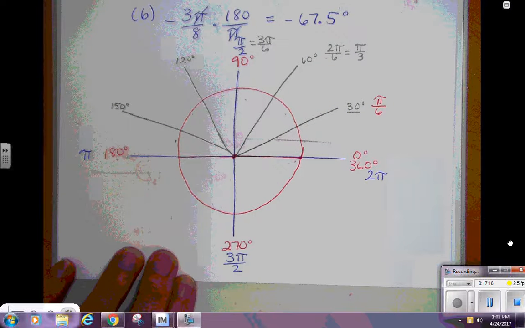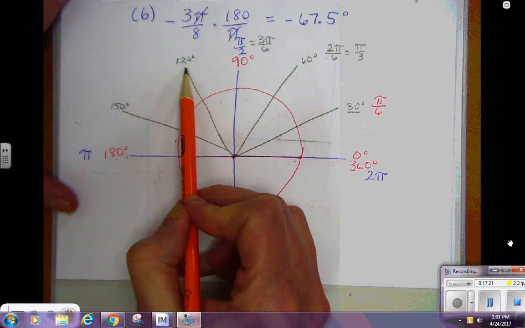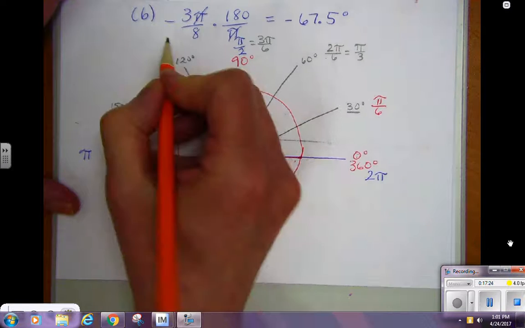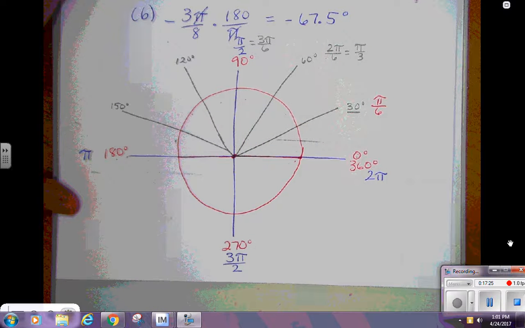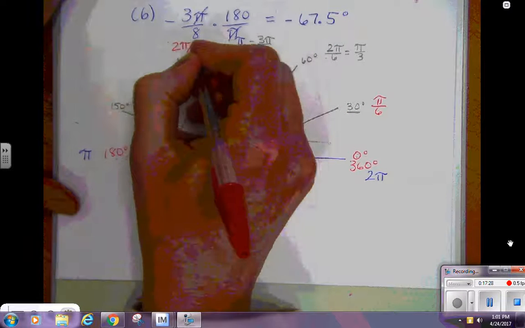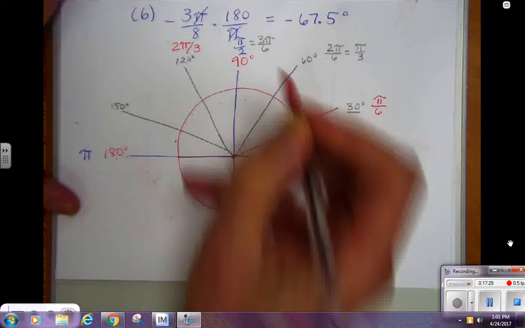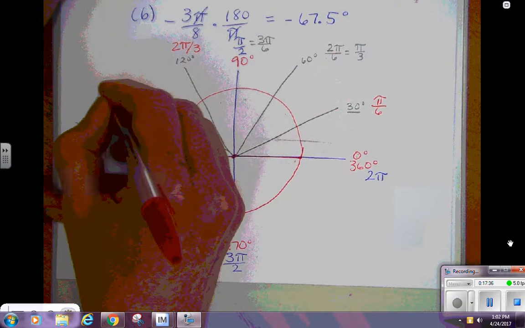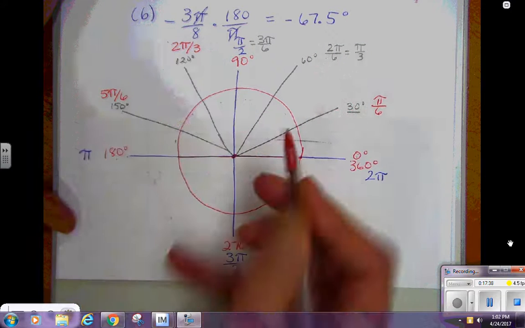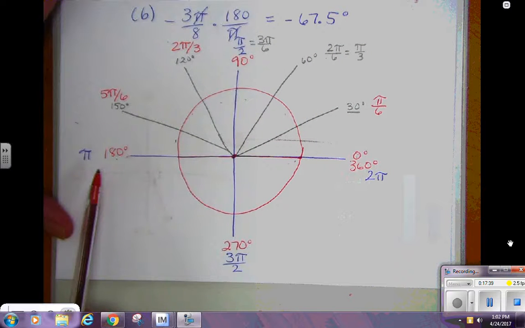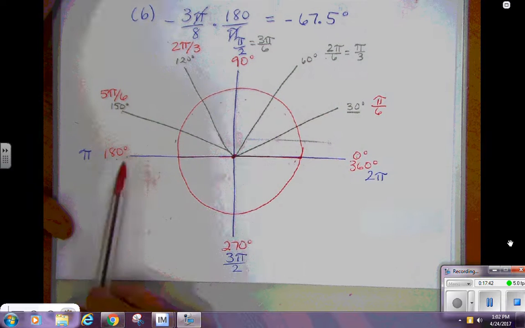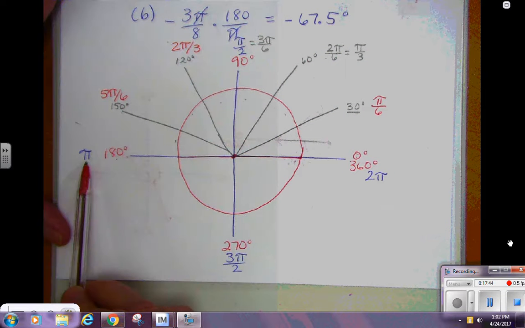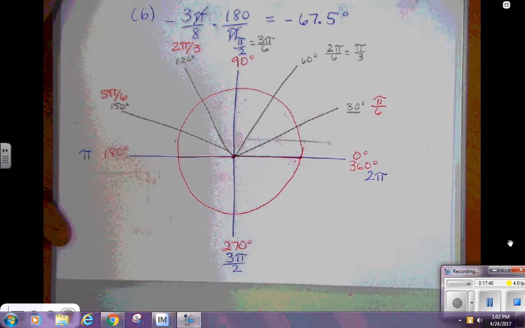Okay, what about this 120? All right, 2 pi over 3, because it's going to reduce down. See, this wasn't that hard. What about this 150? 5 pi over 6. You're adding a sixth every time. And so this last one is 6 pi over 6, which reduces to pi.